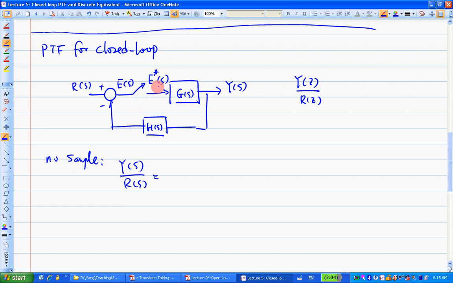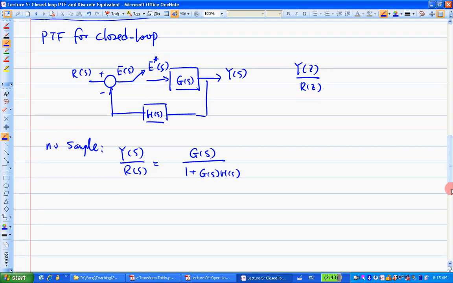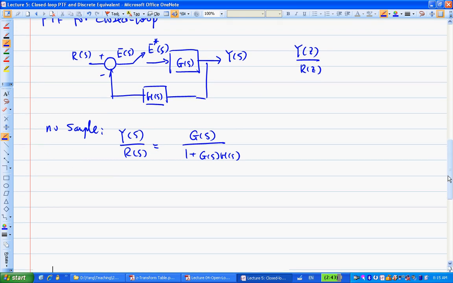When you have a branch here, G of s, your branch here, H of s, the transfer function for that is going to be, that's right. Okay, that's the basic continuous system. I'll show you a tip later on to derive the pulse transfer function for this based on the continuous one.